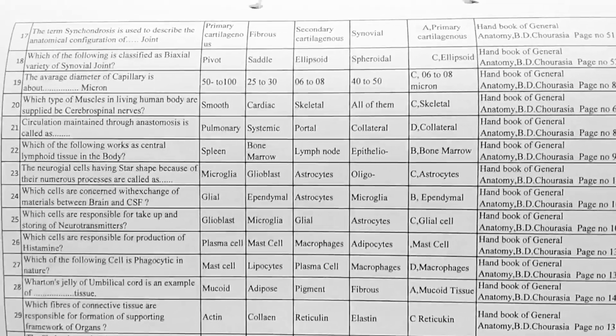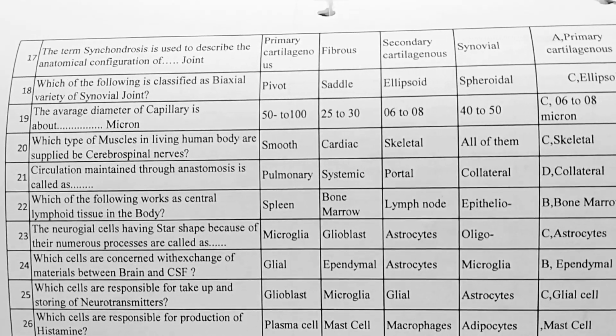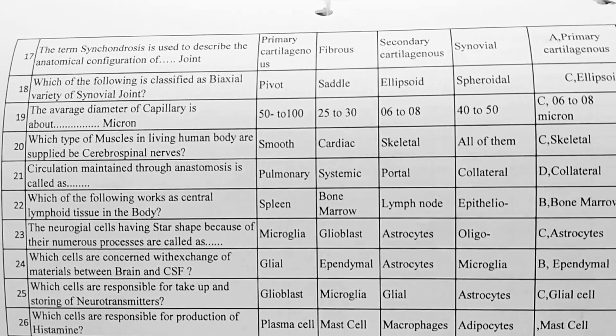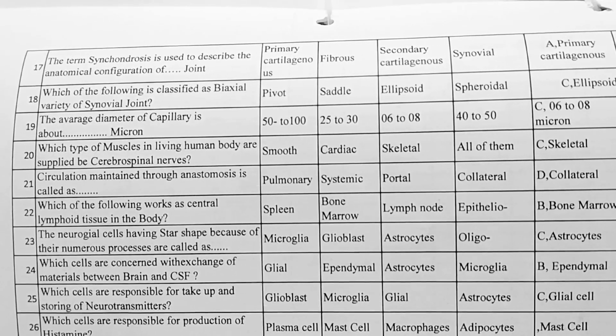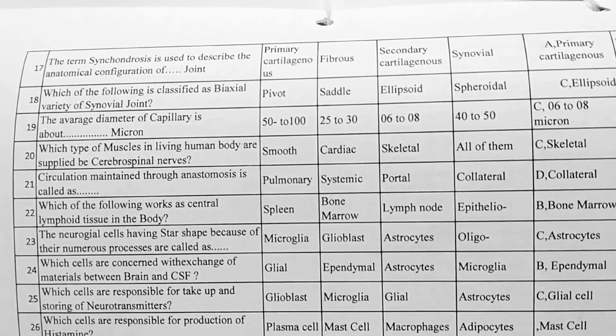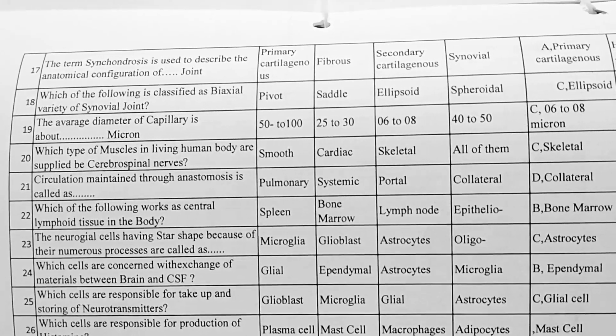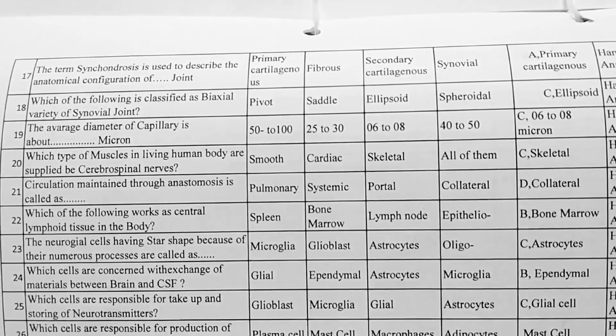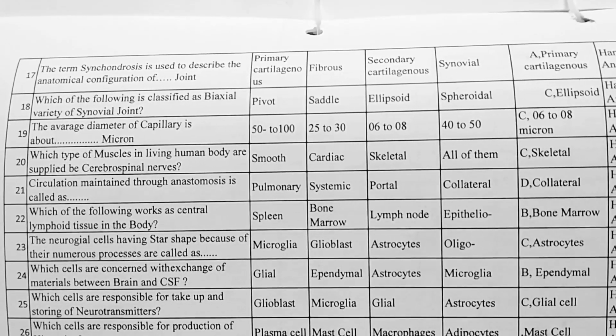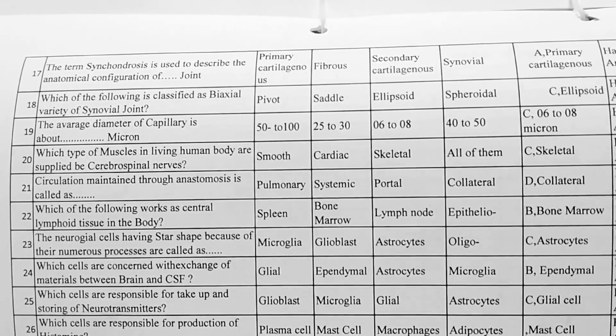Next, the term synchondrosis is used to describe the anatomical configuration of joint. Options are primary cartilaginous, fibrous, secondary cartilaginous, synovial. Option is A, primary cartilaginous.